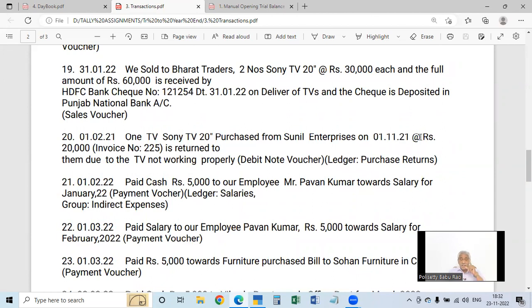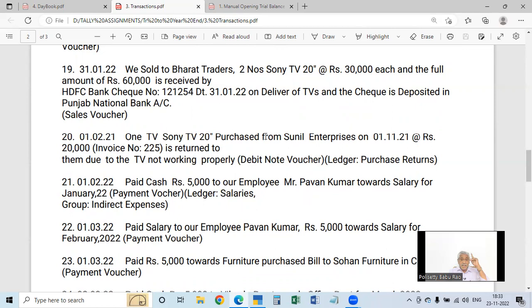It will ask you the party details. In the party details, Sunil Enterprise is given automatically; only in the case of cash do we have to make changes. Otherwise, Sunil Enterprise is automatically entered. Here 225 is the original invoice number and the date is 111. Enter that and then close. So this is entered in the debit note voucher.